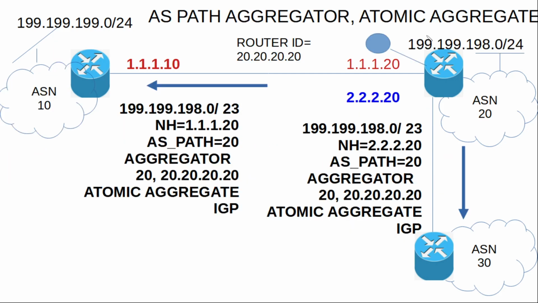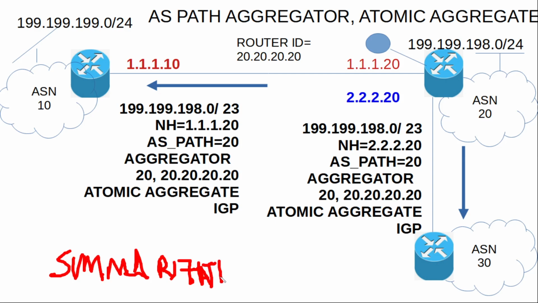Now we can also summarize. We can perform summarization with BGP. In this case, the summarization is not called that way for BGP. It is called aggregation. So let's say that this device here aggregates this prefix here and this other prefix here into a /23, summarization that we call aggregation in BGP.